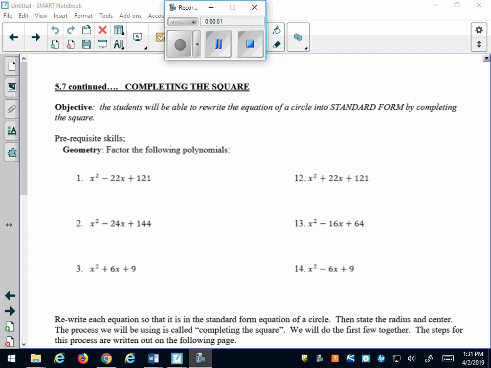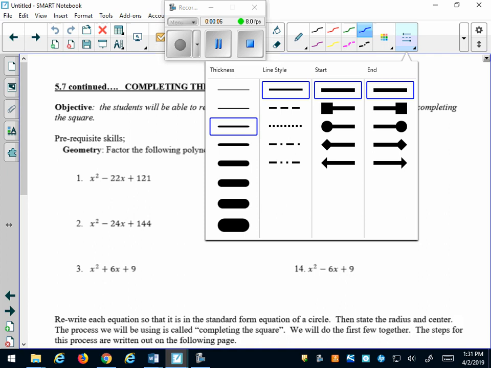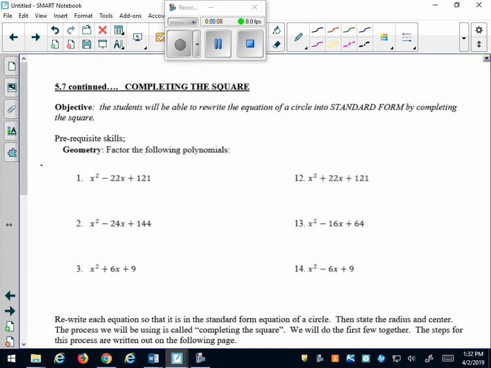So if you factored these, this is just a snippet of the top part of what you guys were doing. When we factor this one, what do we get? What multiplies to be 121 and adds to be negative 22? Minus 11, minus 11. So since both are the same, we could rewrite this as x minus 11 squared.